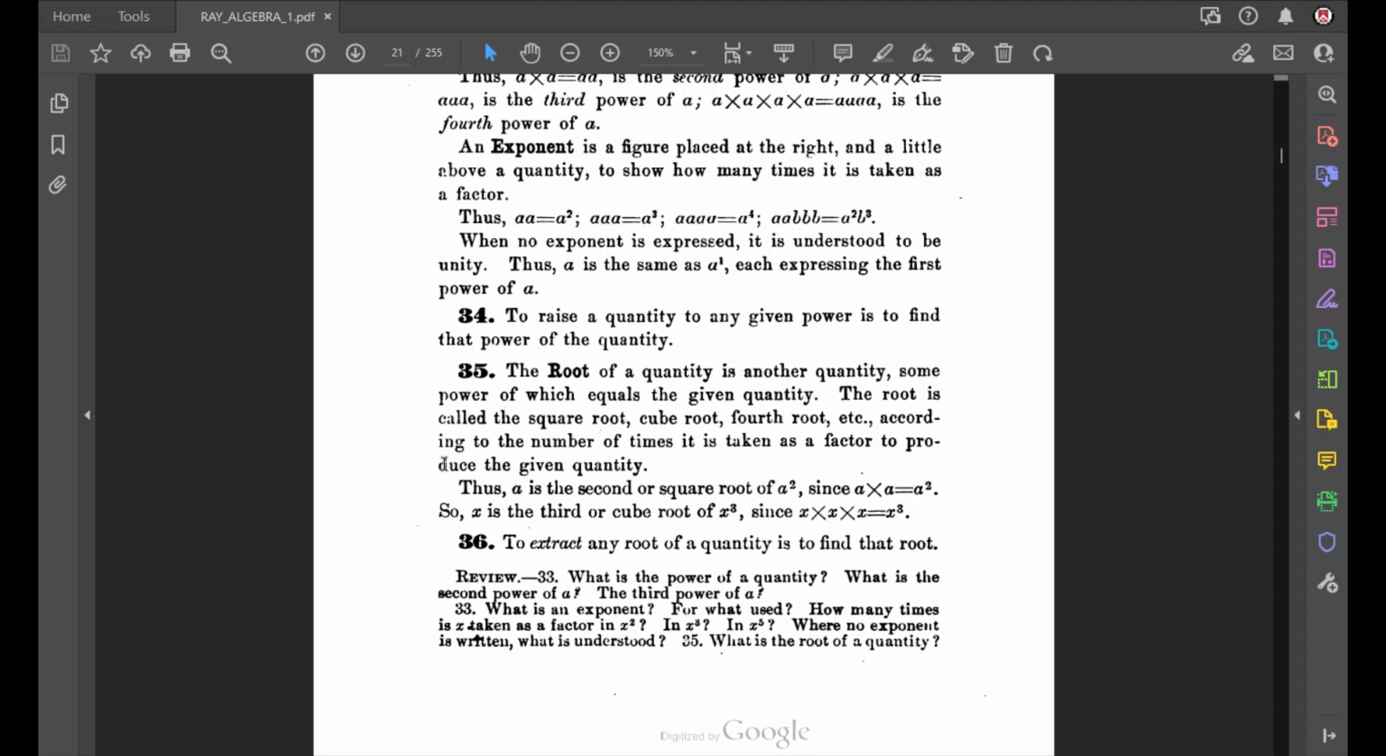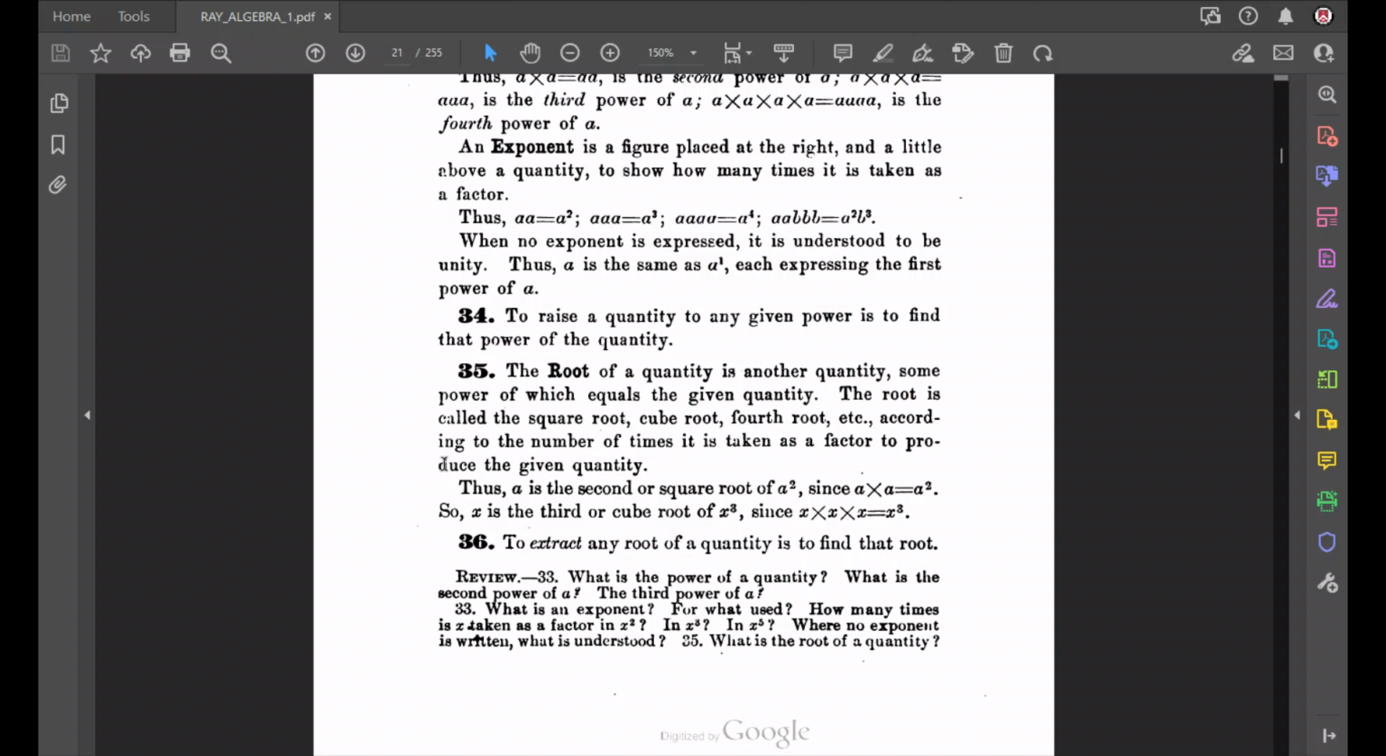Now, the opposite of this is a root. So we have powers, exponents, and roots. Do you know what a power is? Yes, right? Do you know what an exponent is? Now you know what an exponent is. Now we're going to look at roots. Roots are the opposite. Okay?